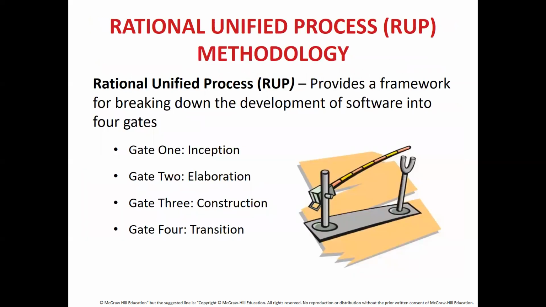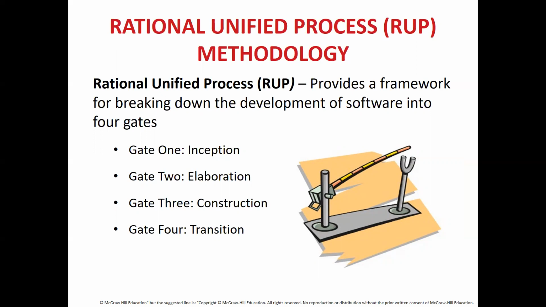Now, rational unified process, RUP methodology, provides a framework for breaking down the development of software into 4 gates. So you have inception, elaboration, construction, and transition. Now, framework basically means it is like a method, like a structure of something. So what it does is break down the entire software development phase into 4 gates.